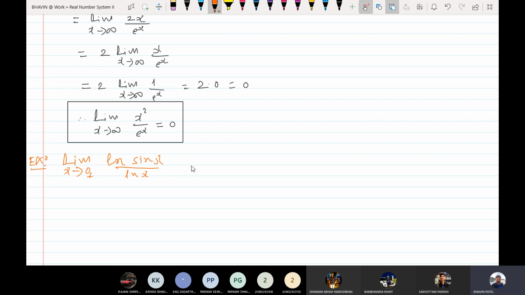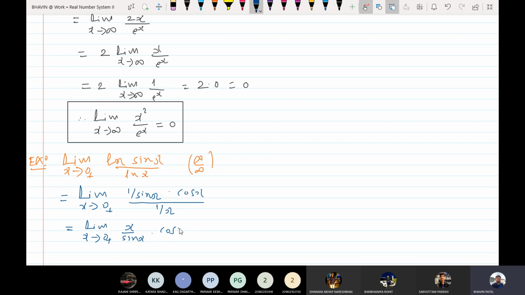So this is infinity upon infinity form. ln 0 is infinity. So now we can apply L'Hopital rule. So this is nothing but limit x tends to 0 plus, what is derivative of this? 1 upon sin x into cos x upon 1 by x. So this is exactly equal to limit x tends to 0 plus, x goes to numerator, x upon sin x into cos x. Do you understand?